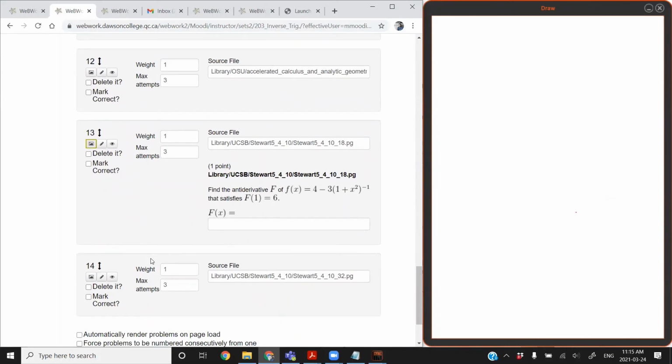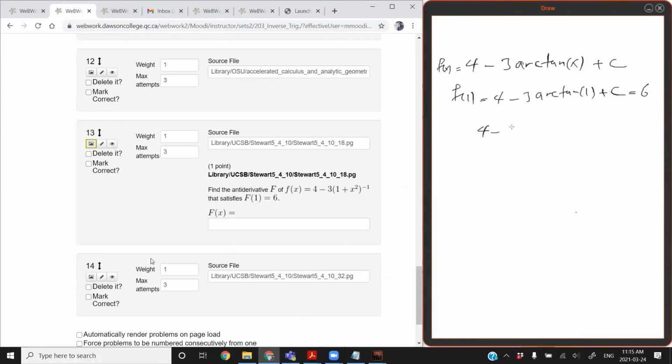So for this one, if you take the antiderivative of the given function, you're going to get 4 minus 3 arctan of x. Very good so far? Yes or no? Okay. Then if you plug in 1, you're supposed to get 6. But 1 gives you 4 minus 3 arctan of 1. There is also a plus c. I forgot about that. Plus c gives you 6.